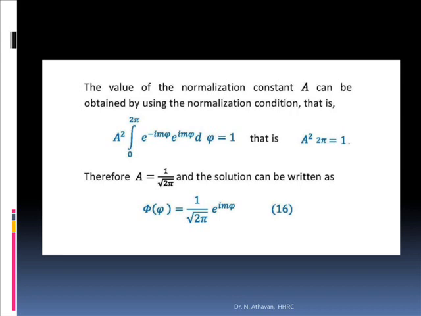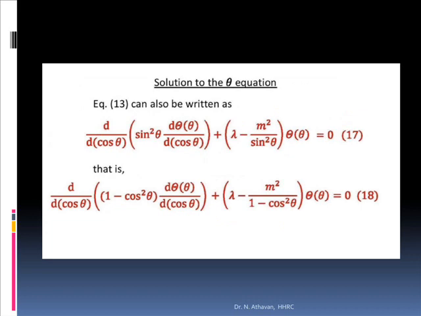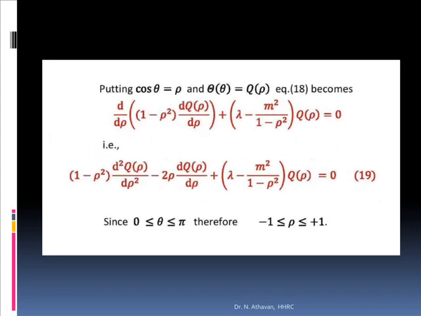Now, we are halfway through. Next, we are going for the solution of the theta equation. For that, we write sin theta d theta as d of cos theta. Applying this in equation 17, we get equation 18. So everything is in cos theta here. Now we define a new variable rho which is equal to cos theta, such that we write the theta function, Theta of theta is equal to Q of rho. So after substituting this, the equation 18 takes the form given in equation 19.